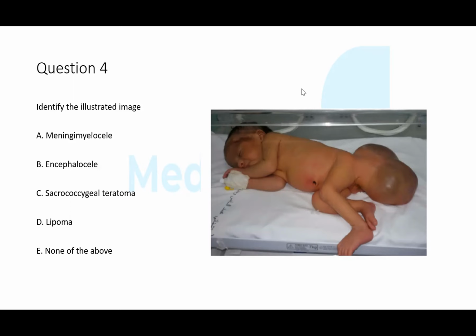Lipoma is more of a benign tumor, and it's usually a fat accumulation in some part of the body. So it could be anywhere on the body, but it's just a benign fat accumulation that can be excised.